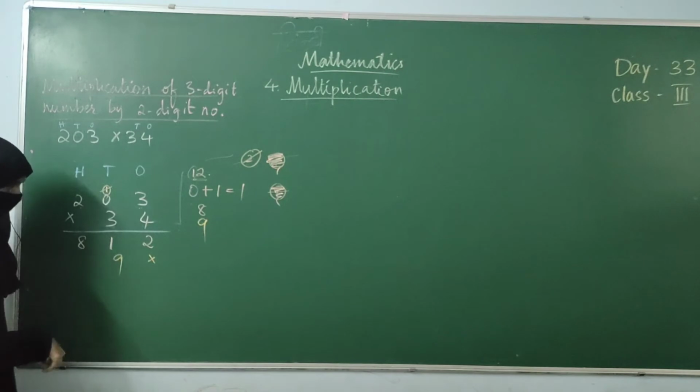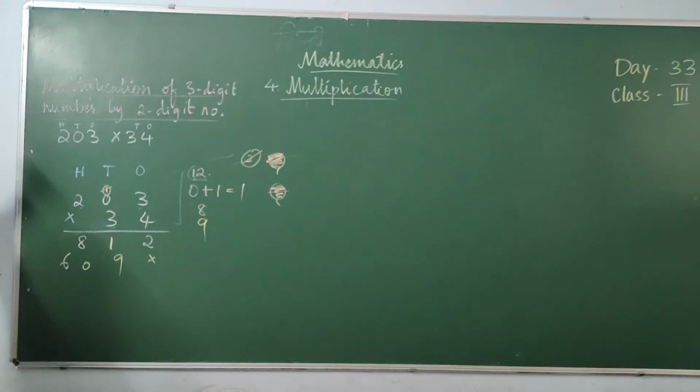Directly we will write 9. Then 3 zeros are 0, 0 directly. 3 twos are 6, single digit, 6 again. Now multiplication is over. Both the digits, 4 also we multiplied with all the numbers, 3 also we multiplied with all the numbers. Multiplication is over here.